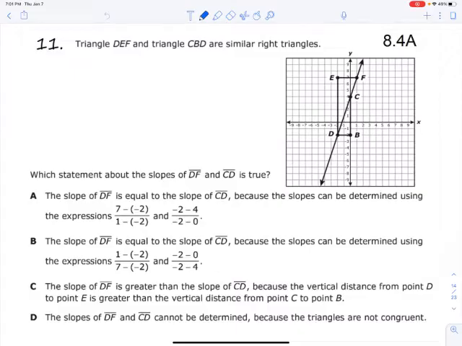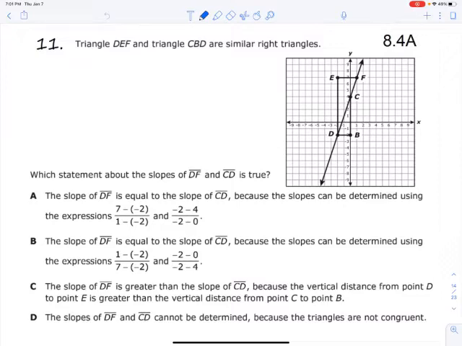So here's question number 11. It says triangle DEF and triangle CBD are similar right triangles. Which statement about the slopes of line segment DF and line segment CD is true? Now, this is one that we talked about in class. For those that were Model A, we did do a demonstration problem of this yesterday. So this one's very similar to that.